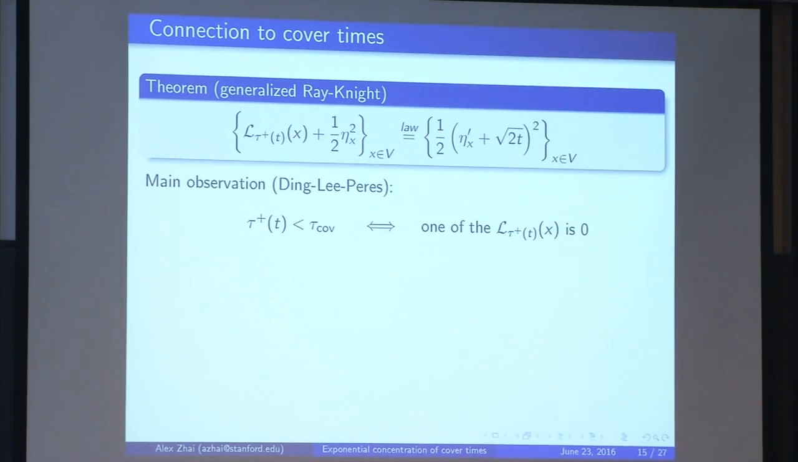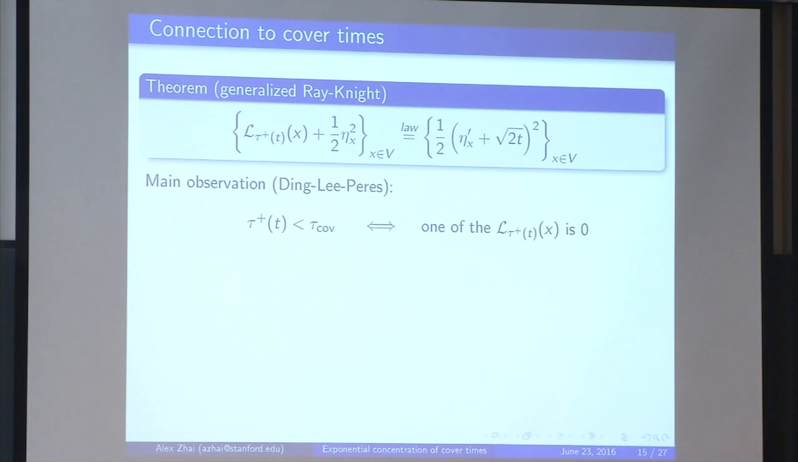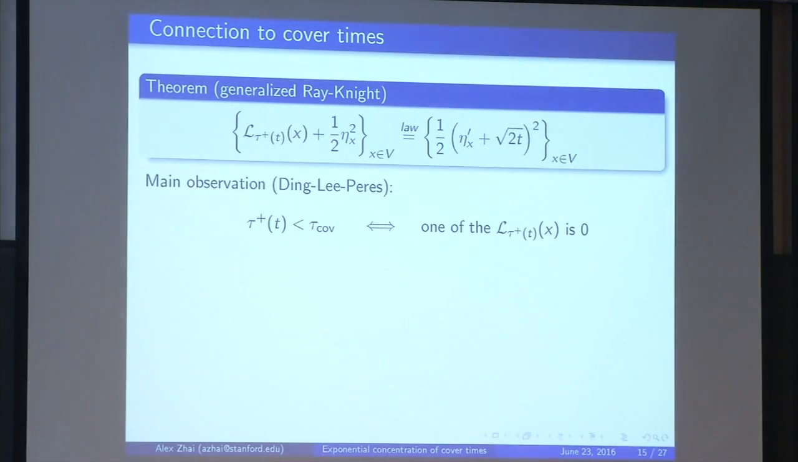The high-level idea is that the cover time corresponds exactly to the first time that all local times are positive, right? The way I've written it here is that tau plus of t is below the cover time if and only if one of the local times up till time tau plus of t is 0. And again, as I was saying earlier, let's think of tau plus of t as essentially equal to 2 times e times t.